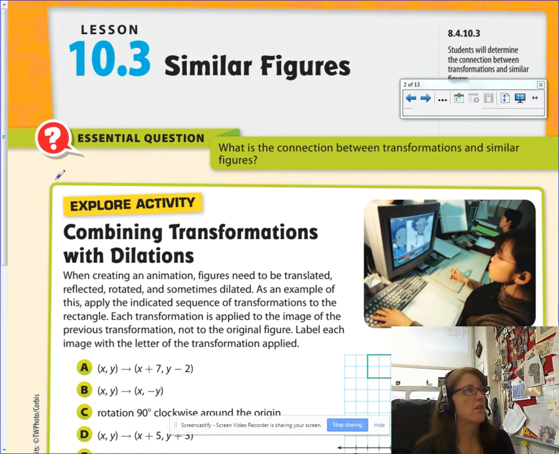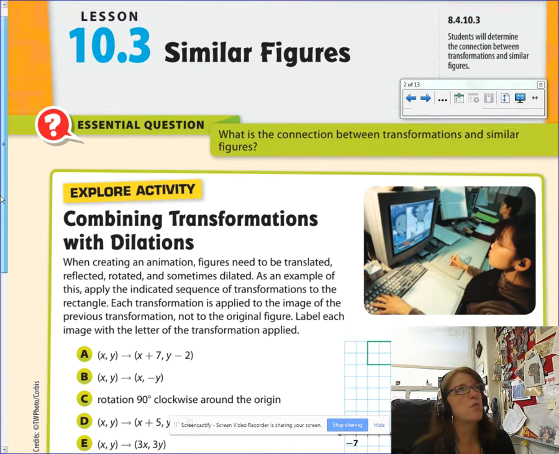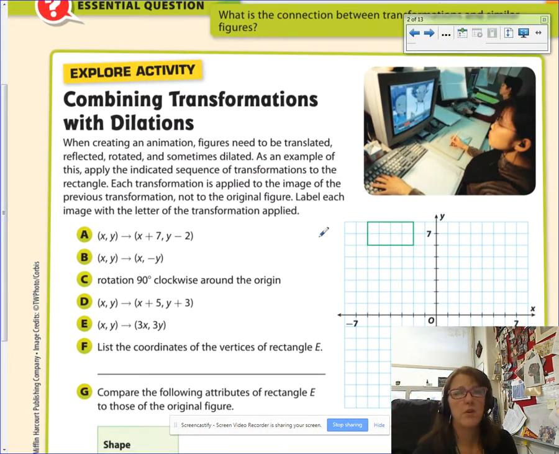Okay, so what I need you to do is make sure you've got something to write with. If you want your calculator, fine and dandy. This is page 327. 327. And get ready to go. Pause the video whenever you need to. And we're going to start transforming the daylights out of this gorgeous rectangle.